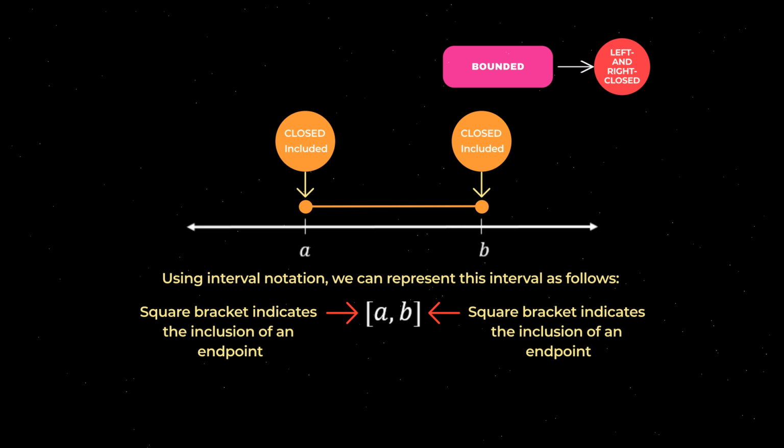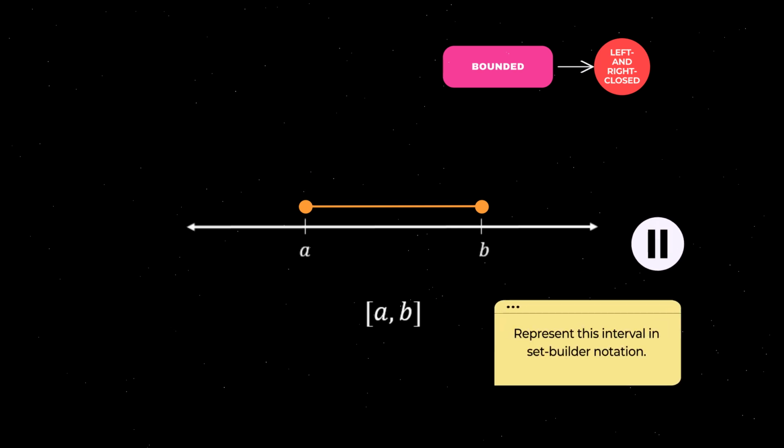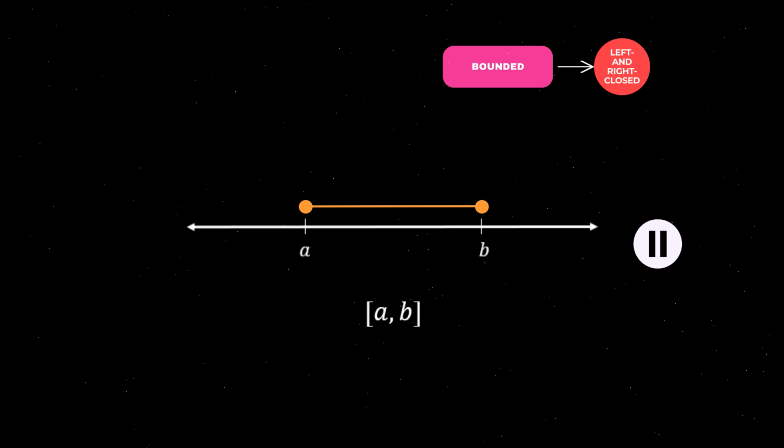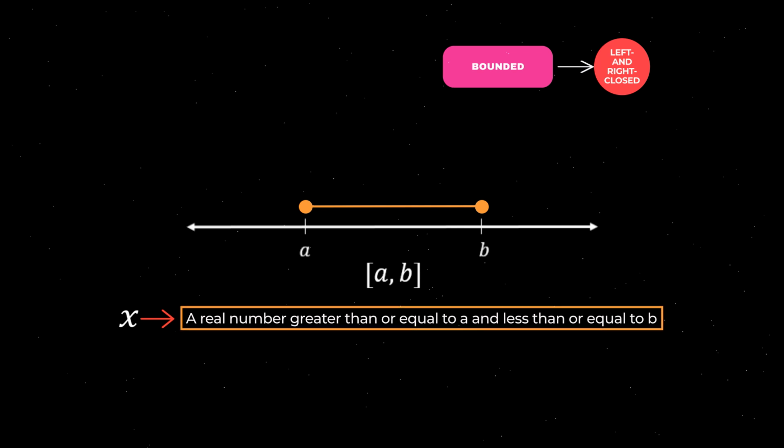As a review exercise, pause this video and try to represent this interval in set builder notation, and when you have finished, press play and I will go through the solution. Okay, to represent this interval in set builder notation, we first define a variable x as a real number greater than or equal to a and less than or equal to b, and then we build the number set using curly brackets as shown here.